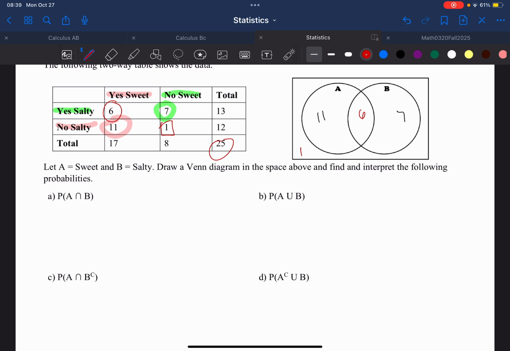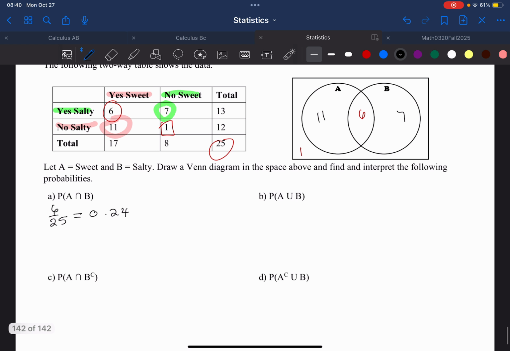Okay, so now using that Venn diagram, it says, what is the probability of A intersection B? A intersection B is where they overlap, so that's 6 out of 25, which is 0.24. So the probability a student in class likes both salty and sweet is about 24%.